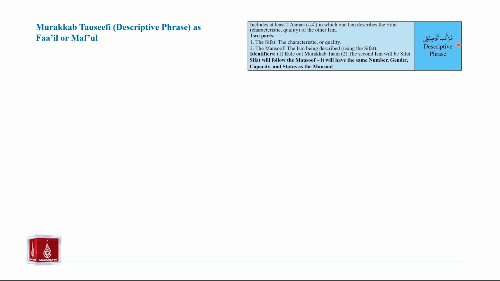Next we will study if murakkab-e-tawsifi or descriptive phrase can be used as fa'il or maf'ool. We will revise murakkab-e-tawsifi or descriptive phrase. Murakkab-e-tawsifi includes at least two asma in which one ism describes the sifat of the other ism. Murakkab-e-tawsifi has two parts. The sifat, which is the characteristic or the quality, and the mawsoof, which is the ism that is being described using the sifat. The sifat will always follow the mawsoof. Sifat will have the same number, same gender, same capacity and same status as the mawsoof. Now let us look at some examples.